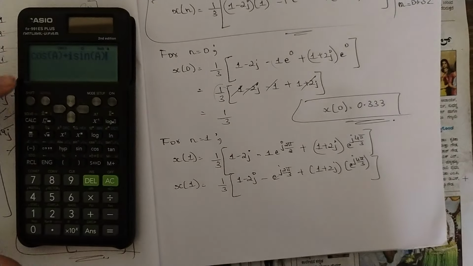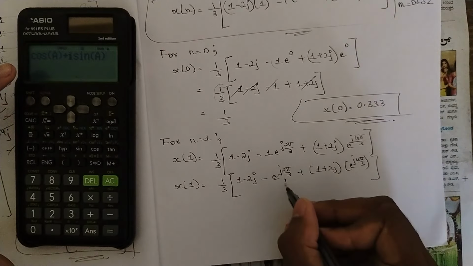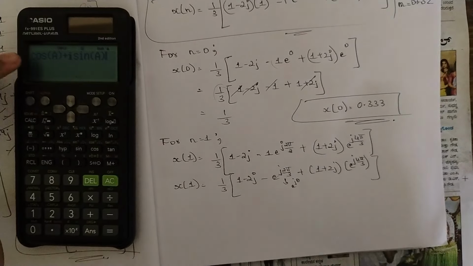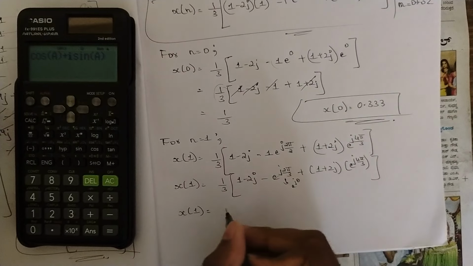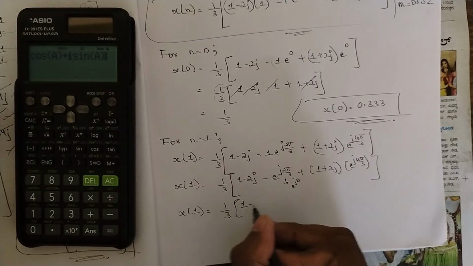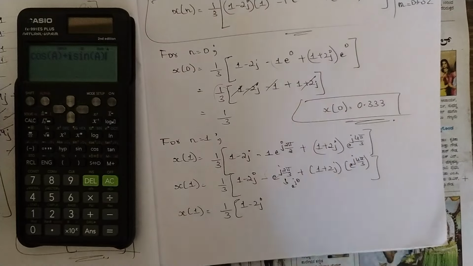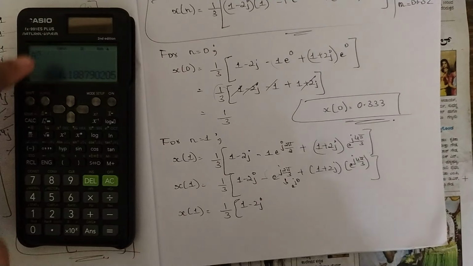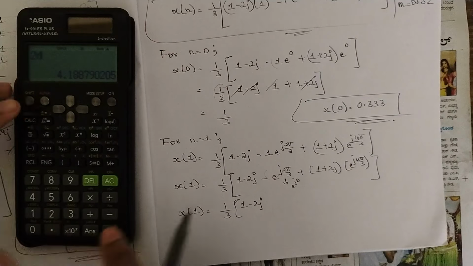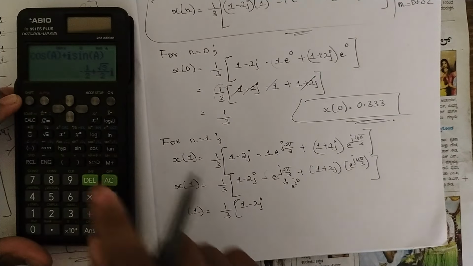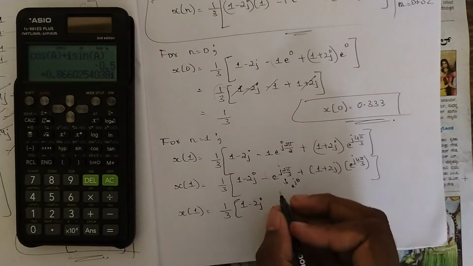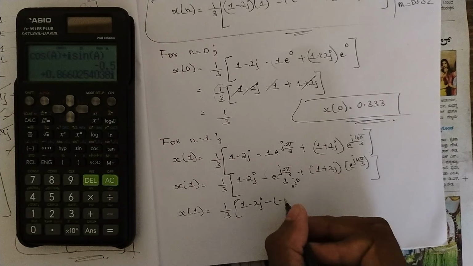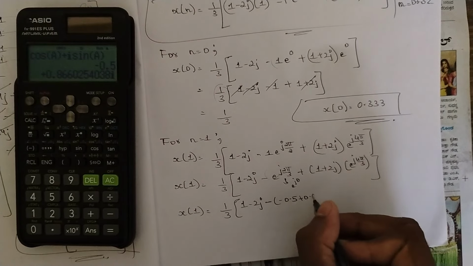I have already put the equation here, since this is of the form e power j theta. That is equal to cos theta plus j sin theta. So I have written cos a plus j sin a. Quickly, let's find these values. 1 minus 2j, so e power j 2 pi by 3: press calc, it asks the value of a, that is 2 pi by 3, that is minus 0.5 plus 0.86j.